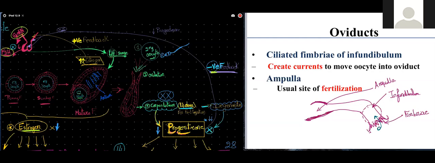And the ampulla of the fallopian tube is the normal site of the fertilization of the egg. This is where the egg is going to meet the sperm, in the ampulla of the fallopian tube. If there was fertilization of the egg, what's going to happen?